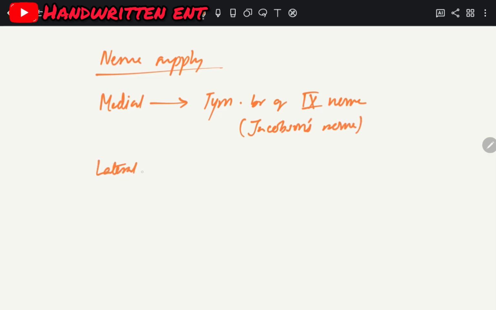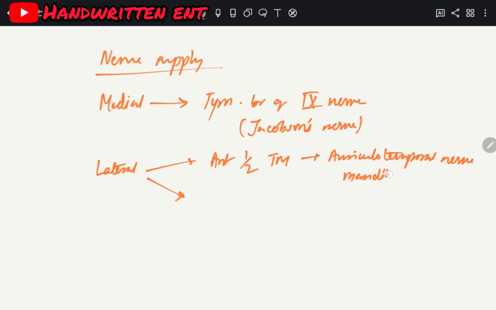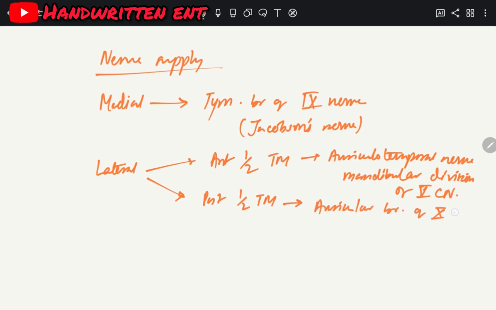The lateral part of tympanic membrane is supplied by two different nerves. The anterior half of tympanic membrane in the lateral surface is supplied by auriculotemporal nerve, which is a branch of mandibular division of trigeminal nerve. The posterior half of tympanic membrane is supplied by auricular branch of vagus nerve, which is also known as Arnold's nerve.